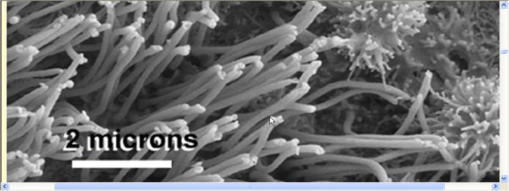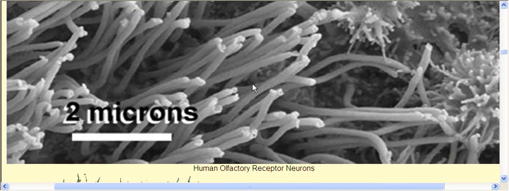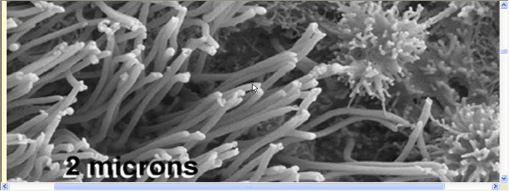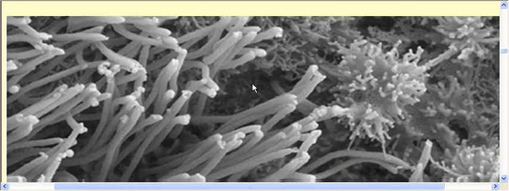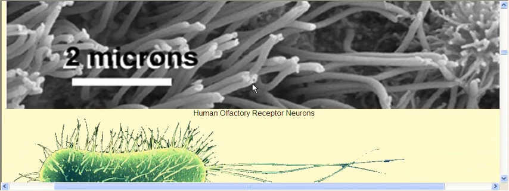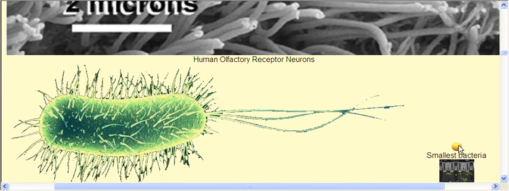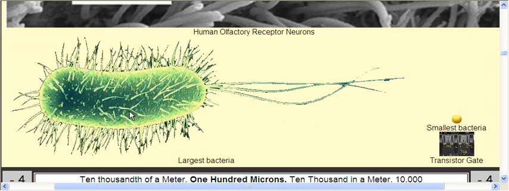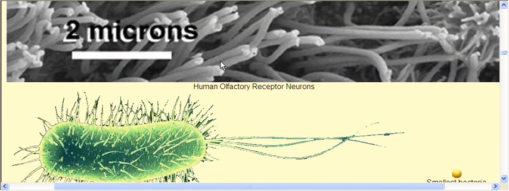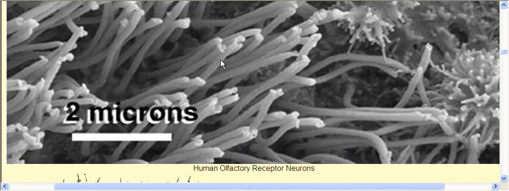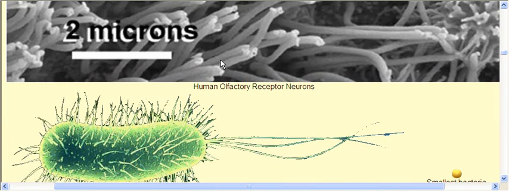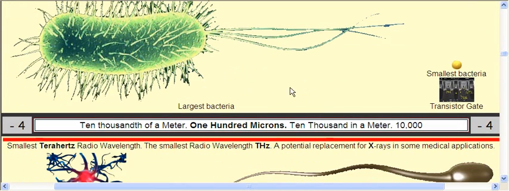This is 2 microns right here. These little sensors are smell, human olfactory receptor neurons. That's what we smell with. Very small cells. So there's the smallest bacteria, and there's the largest of bacteria that actually have cilia. They have hair and tails that help them swim along and go to where they want to go. And there's the transistor gate, so the bacteria is even bigger than a transistor gate. But you can get a bacteria stuck on your olfactory cells, as you can see, but not swim around on.